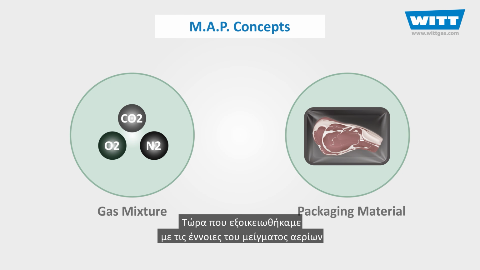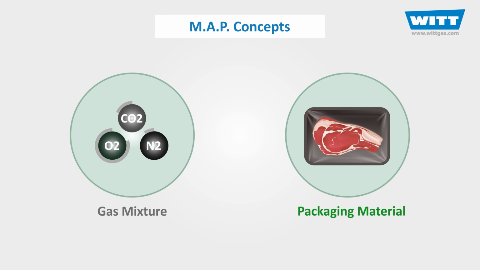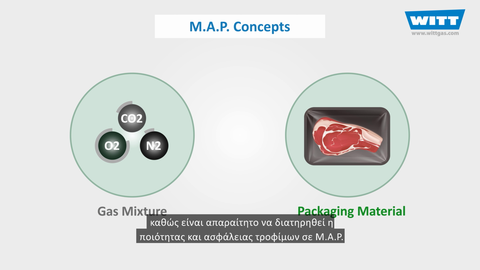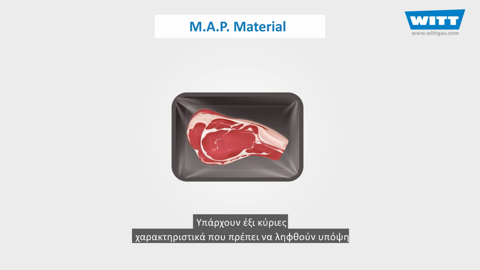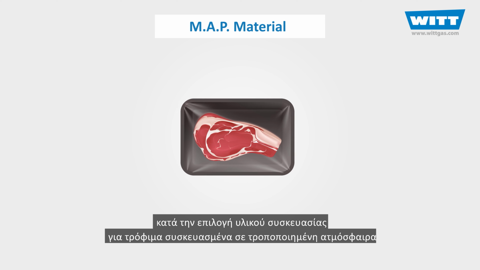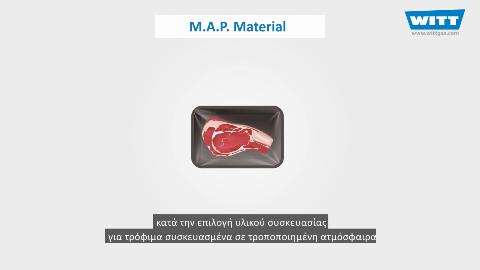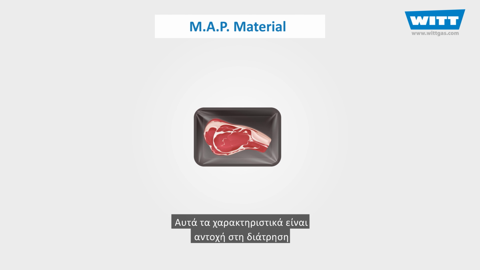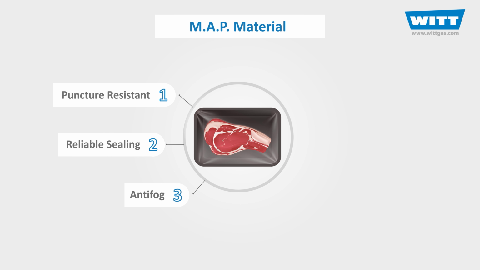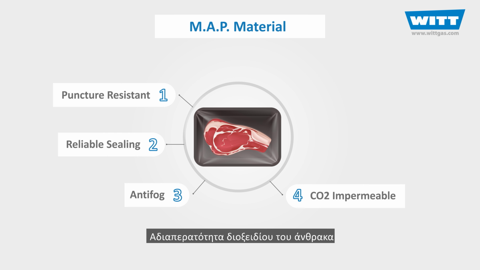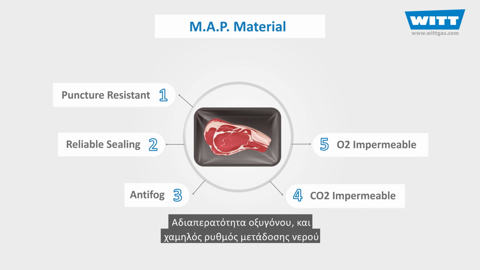Now that we've got familiar with the gas mixture concepts, let's see how we select the best packaging material, as it's essential to maintain the quality and safety of M.A.P. foods. There are 6 main characteristics to consider when selecting packaging material for modified atmosphere-packed foods. These characteristics are resistance to puncture, sealing reliability, anti-fogging properties, carbon dioxide impermeability, oxygen impermeability, and low water transmission rate.